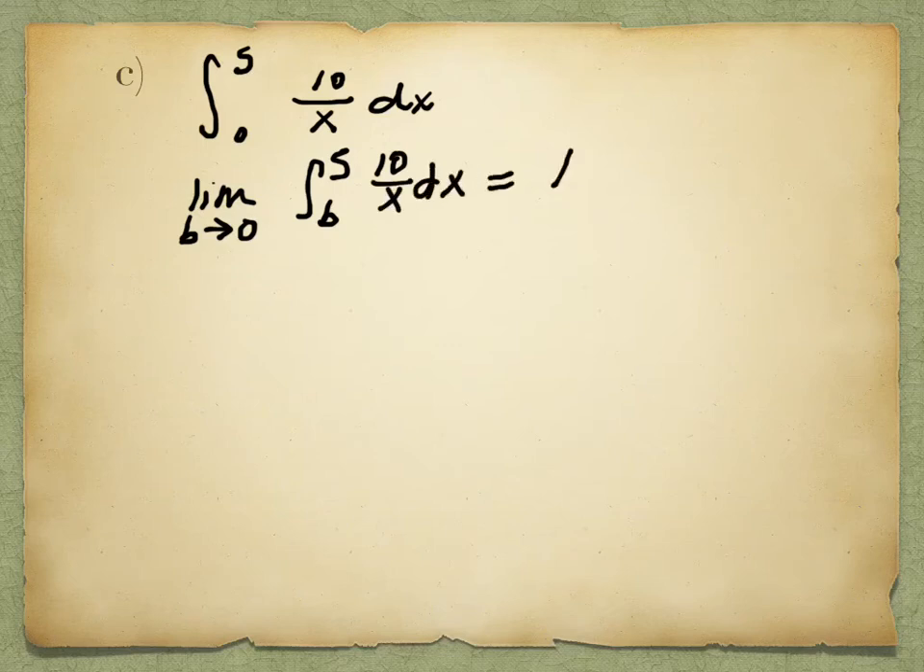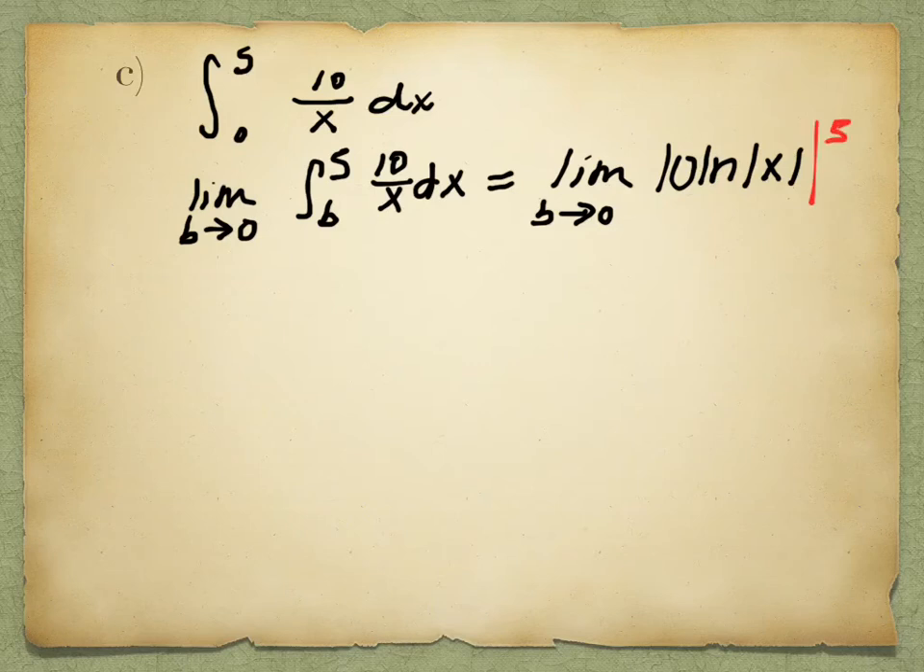What is the integral of 10 over x? What is it? Very good. It's 10. Oops, I left my 10 off. 10 ln x. And I'll put the absolute value of x here, although I don't really need it. Why do I not need the absolute value? Because it's from 0 to 5, and those are already positive values. Okay, is everybody good? So we're going to evaluate this now from 5 down to b.